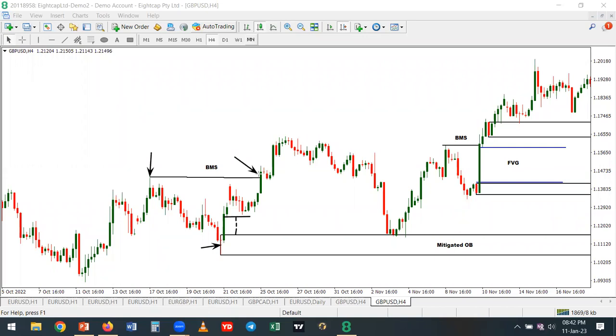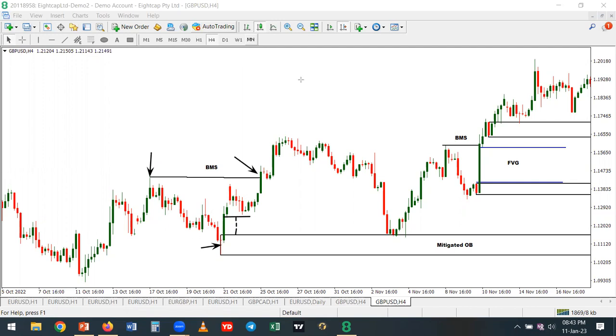Was there an FVG on that order block? Yes, there's an FVG. Did it form an FVG? Yes. IFC is the same thing as FVG. It formed a fair value gap. Did it break structure? Yes, it broke a structure.